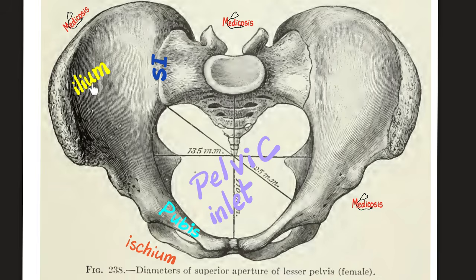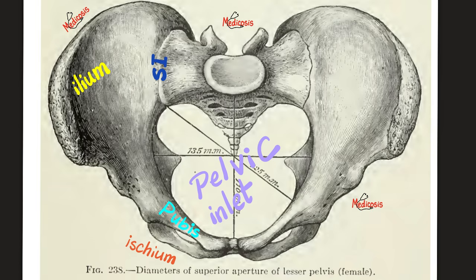Between the sacrum and the ilium, there is the sacroiliac joint, which is notoriously destroyed in a disease known as ankylosing spondylitis, which I have discussed in my rheumatology playlist. This anterior concavity of the ilium is called the iliac fossa. Between the iliac fossa on the right and on the left, we have the false or pseudo pelvis.